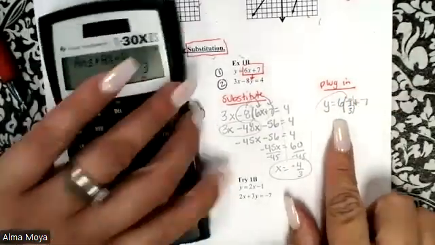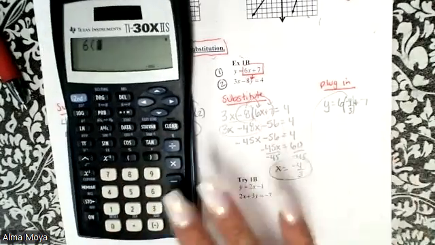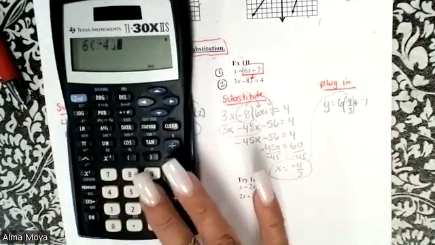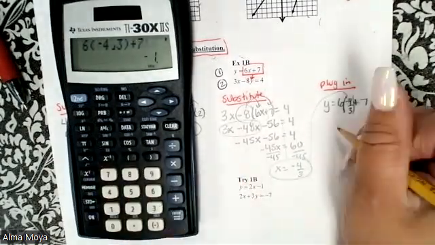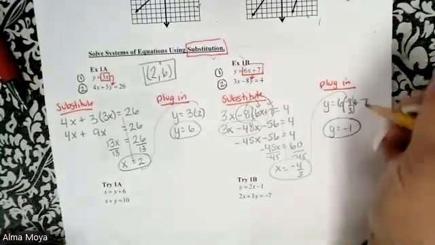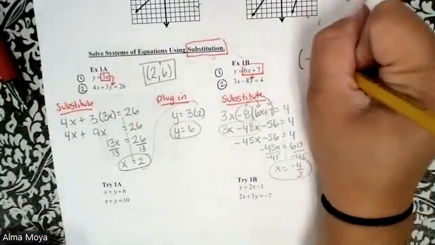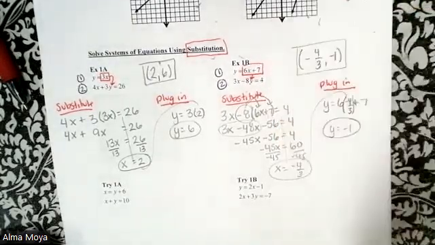Let me type that in my calculator. So I have 6 times parenthesis negative 4/3, so negative 4 over 3, plus 7. And my answer is negative 1. So my solution here is the x goes first, which is negative 4/3. The y goes second, which is negative 1.